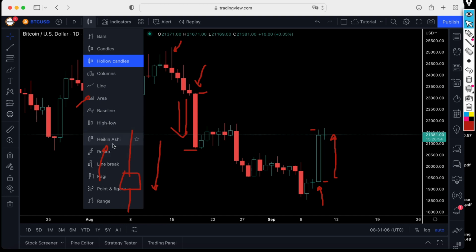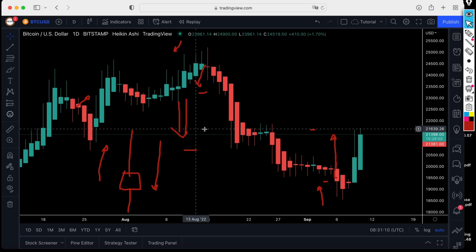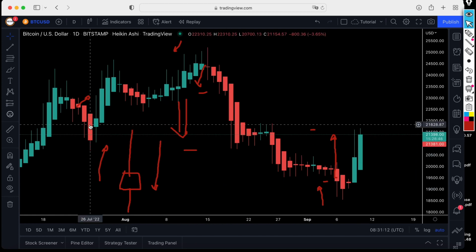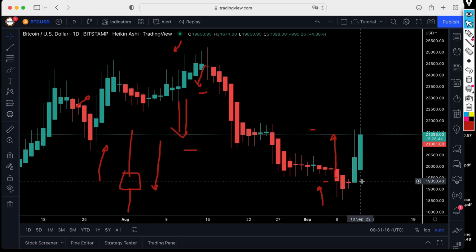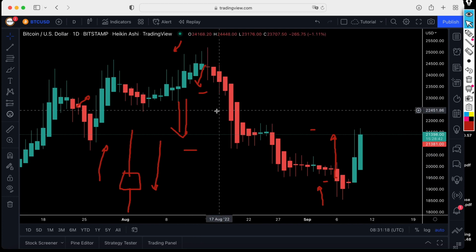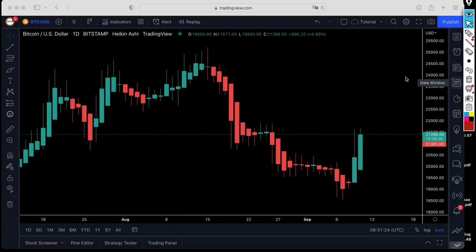There are some candles called Heikin Ashi. Some people find that the information is different because how these Heikin Ashi candles are calculated is different from the regular candle. But some people use Heikin Ashi because from this, now I want to remove this, from this you can sort of easily see where the trend is going.